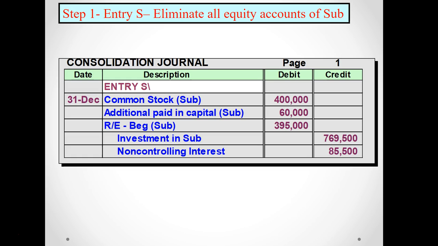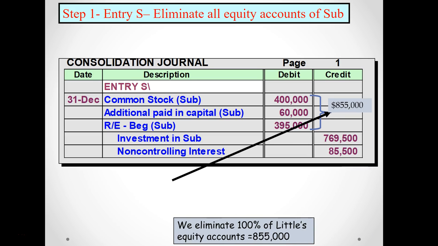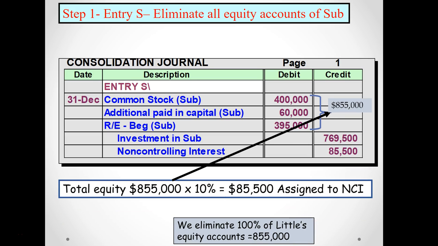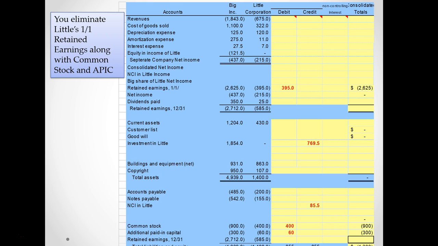All right, so our first entry, S, is we're first going to eliminate all the accounts of the sub, and in this case, we're going to eliminate 100% of the sub, but then we're going to allocate it between the parent and the sub, because that's what we have to do in order to zero out the investment account, because we would only show 80% in our investment account. So there's what our journal entry looks like.